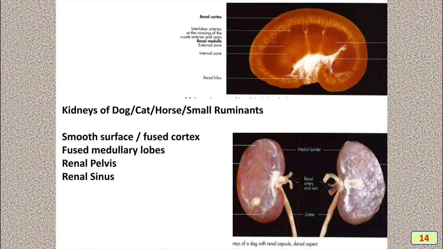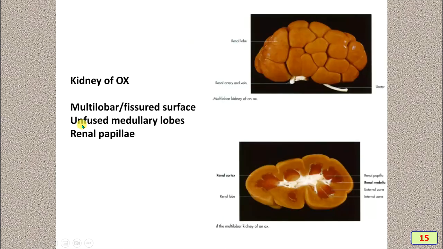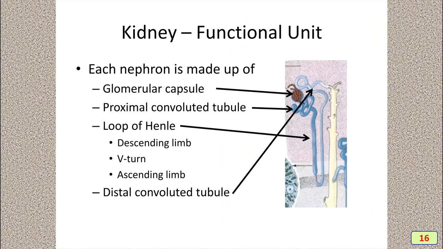Then the kidneys of the dog, cat, horse, and small ruminants have a smooth surface, fused cortex and fused medullary lobes, and the renal pelvis and renal sinus are characteristic features of these kidneys. The ox kidney has a multilobular, fissured surface, unfused medullary lobes, and renal papillae.